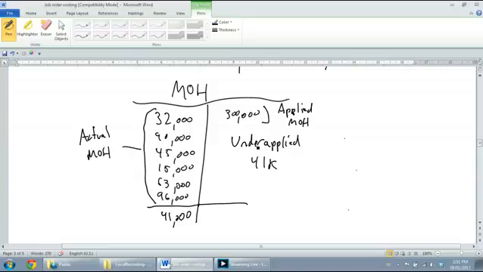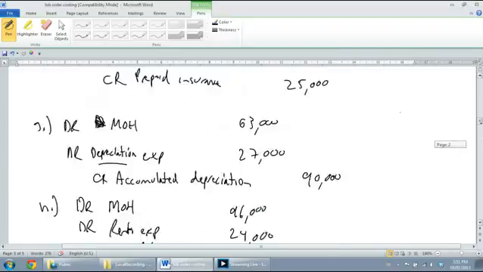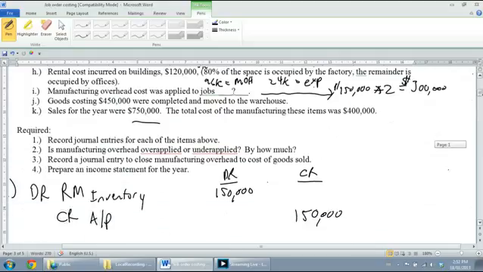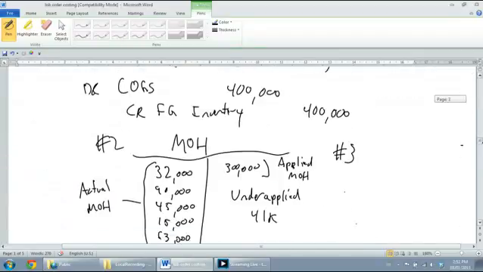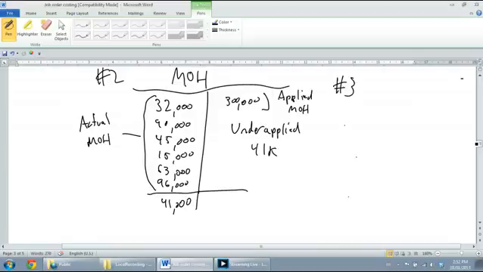The next part of our question, part 3, so this is part 2, part 3 says, okay, it's underapplied, fix it. Adjust or close overhead through cost of goods sold. So let me just read the question, make sure I'm not misleading here. Record a journal entry to close overhead to cost of goods sold.